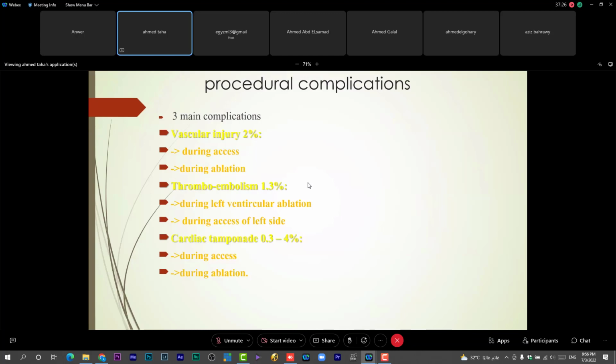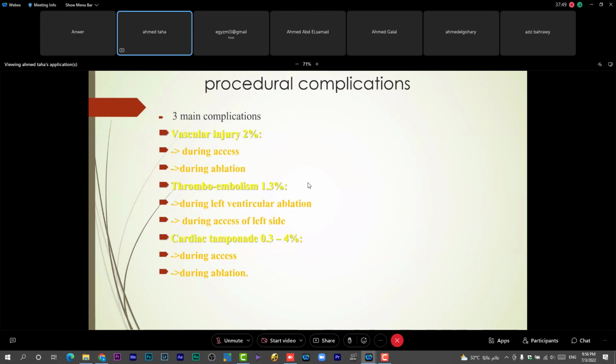For example, vascular injury, either during access or during ablation, thromboembolic, and this is very important, especially if you are ablating inside the left ventricle, endocardial, sure, cardiac tamponade, and this sometimes happens if you are doing, for example, epicardial access or during ablation itself and making perforation, for example.